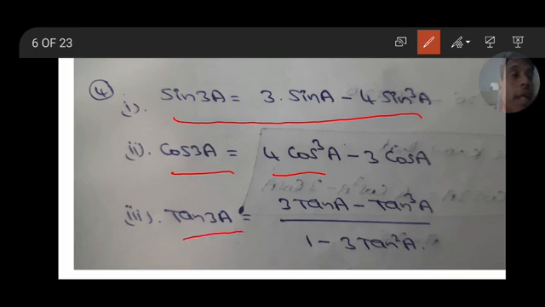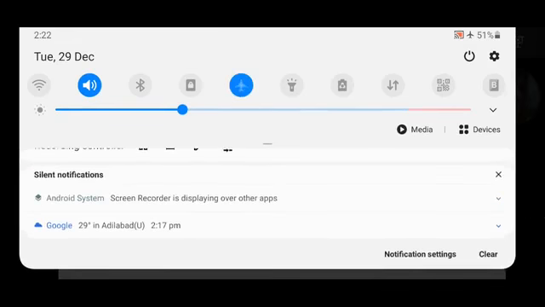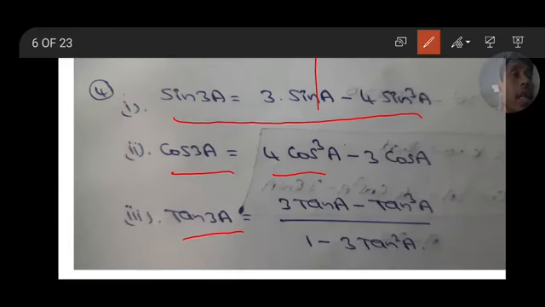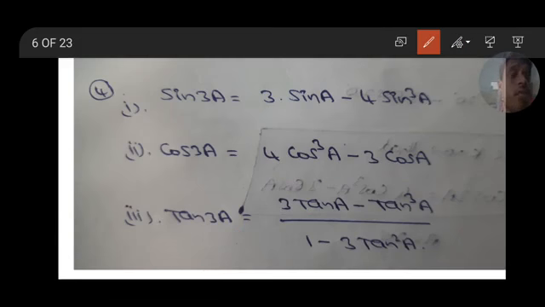Tan 3a equal to 3 tan a minus tan cube a by 1 minus 3 tan square a. Sin 3a equal to 3 sin a minus 4 sin cube a, cos 3a equal to 4 cos cube a minus 3 cos a, and tan 3a equal to 3 tan a minus tan cube a by 1 minus 3 tan square a. These are the 3a formulas.